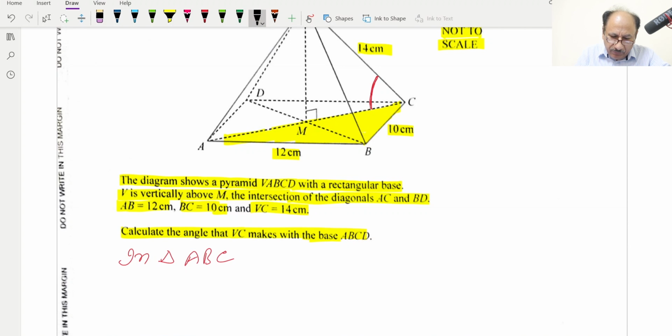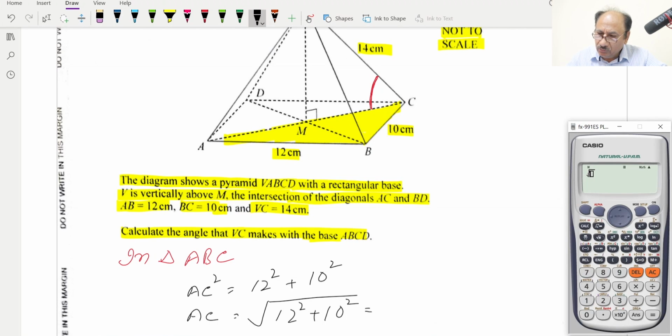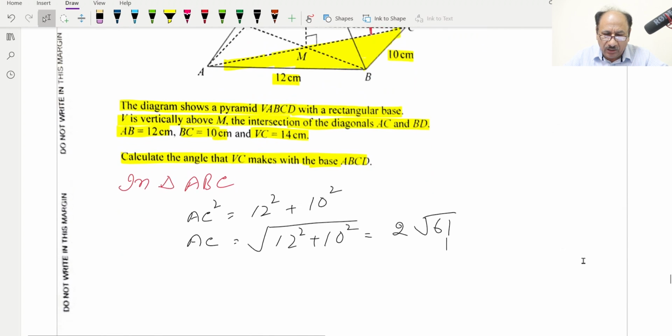Pythagoras theorem we will be applying. AC square is equal to 12 square plus 10 squared, and AC will be equal to square root of 12 squared plus 10 squared, and this is equal to 2 square root of 61. Now this is our AC, and we require MC, so MC is half of AC.